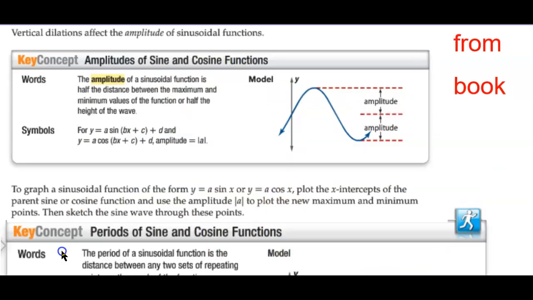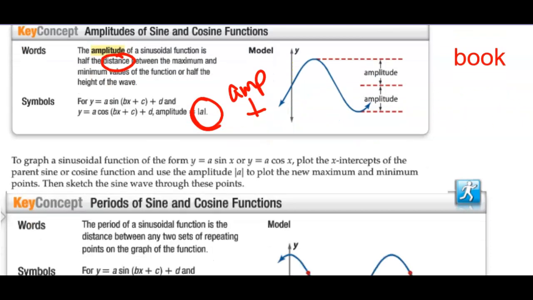All right, again, amplitude is how far above or below the midline it goes. You can also find it is half the distance between the max and the min. And amplitude, because it is distance, is always positive. All right, we'll write that on the next slide for your notes too here.